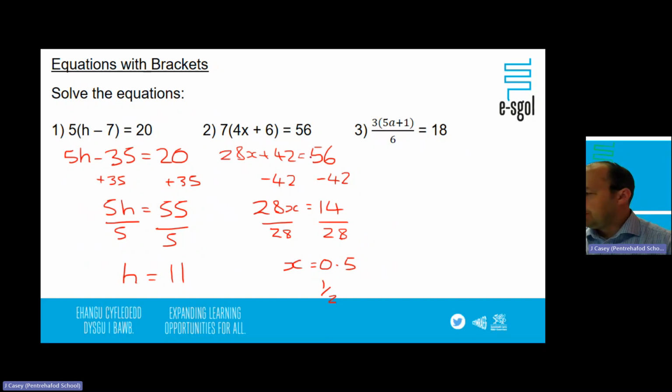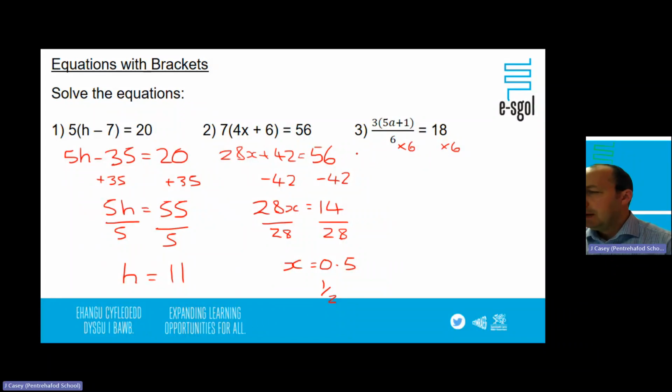Okay, so number 3, there's a bit more going on here. We've got these brackets to expand, so I'll do that. But there's a 6 on the bottom as well. So I'm going to try and do this in one step. So I'm going to times both sides by 6. So I'm really going to do 18 times 6 to get rid of the 6 on the bottom. And then, of course, I have to times both sides.